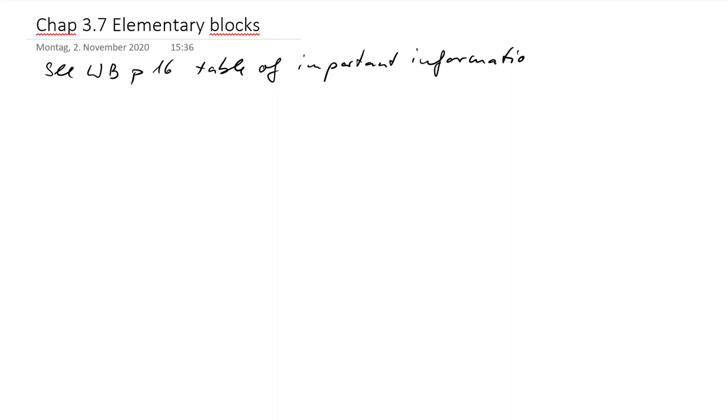Okay, let's start with 3.7.1, the P block, the proportional block. The P comes from proportional.